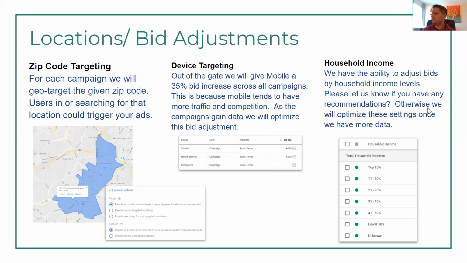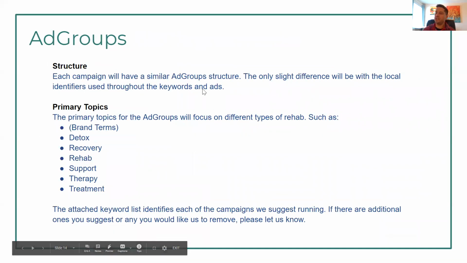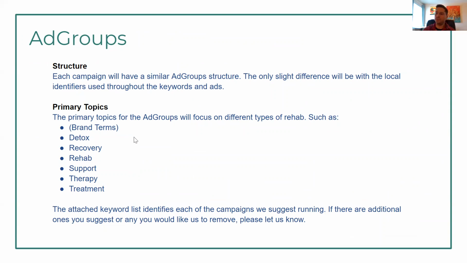So household income's another area we looked at. So in this case, we broke down the ad groups into a group centered around detox, a group centered around recovery, rehab, support. So this is an example of how when you have specific ad groups like this, there's a specific detox page. So in this case, people looking for that specific topic, we have focused ad groups and focused keywords specifically for that. It allows us to really drill in.